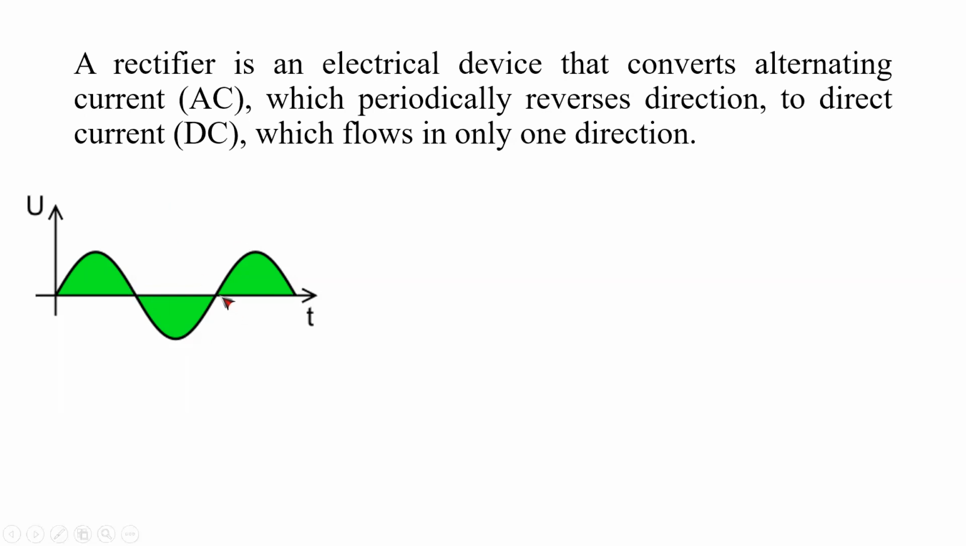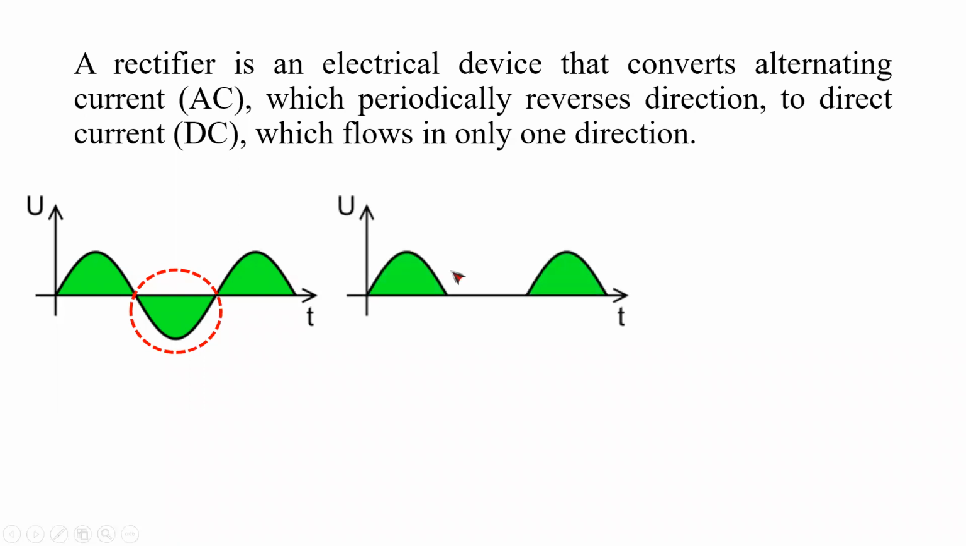So what we can do, we can delete this part. If we delete this part, we can achieve the one directional current. If we delete the negative portion of the wave, we can get one directional, that means DC current. Or we can delete the upper portion as well, keeping the negative part, and that also converts your AC wave to DC.